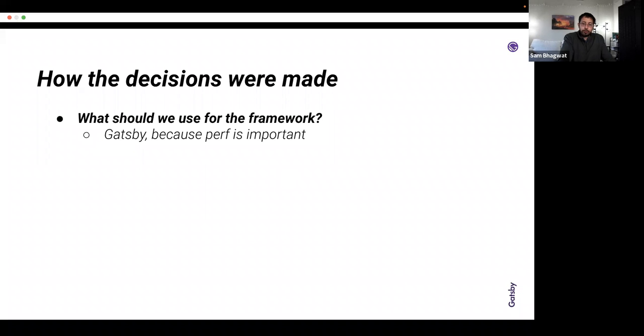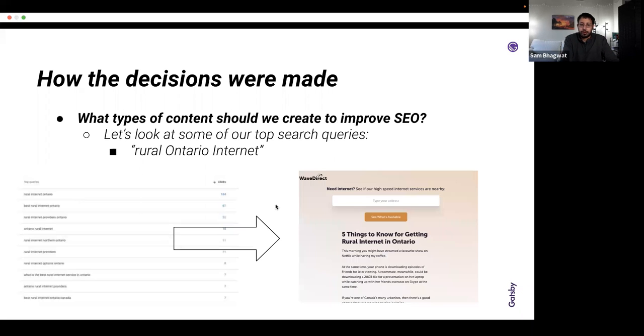So what should we use for the framework? Again, performance was really important to them, so they picked Gatsby. In this case, performance was doubly important for them because the faster their pages were, the better they would rank in their Google search results, and the better they ranked in their Google search results, the more organic traffic they would get. So it wasn't just converting existing website visitors, it was also acquiring new website visitors. And so Gatsby is not just part of their conversion strategy, right? It was also part of their SEO strategy.